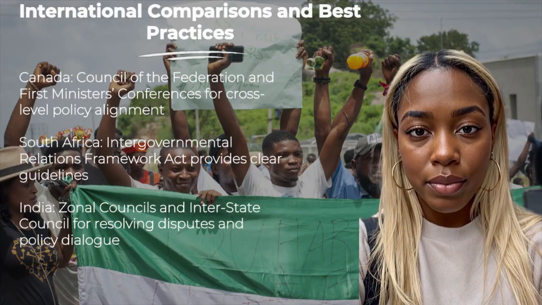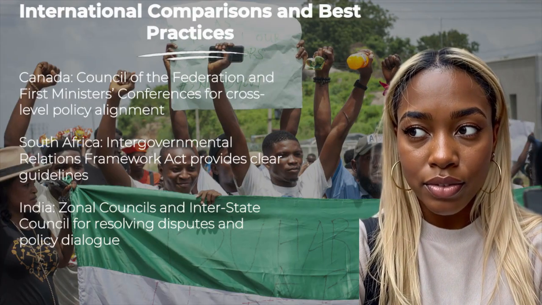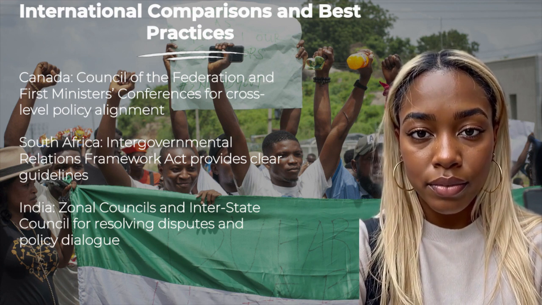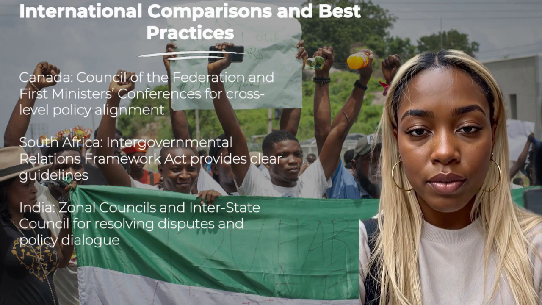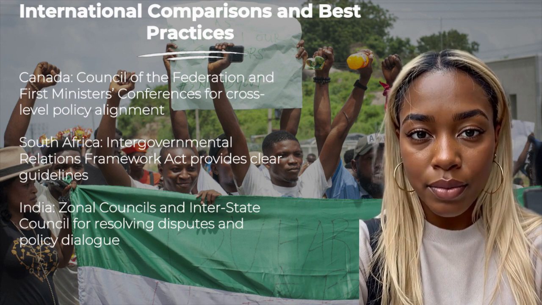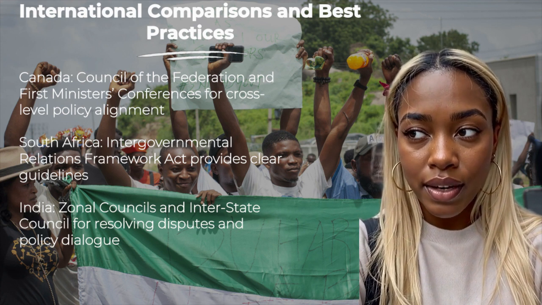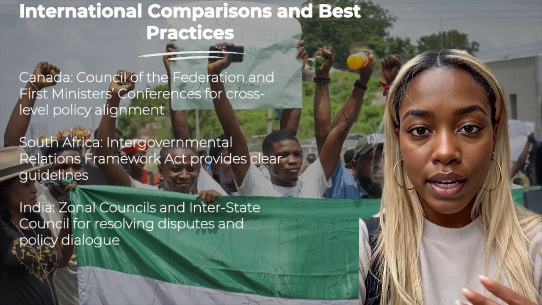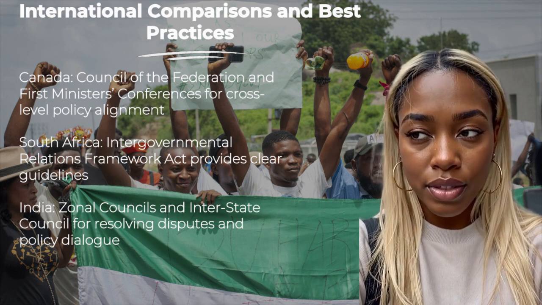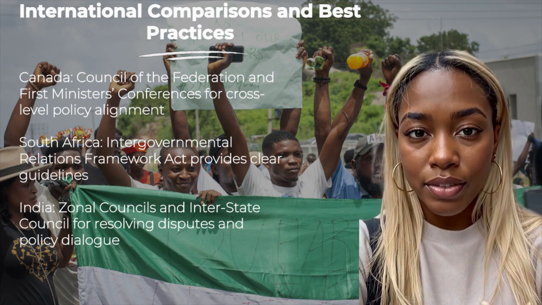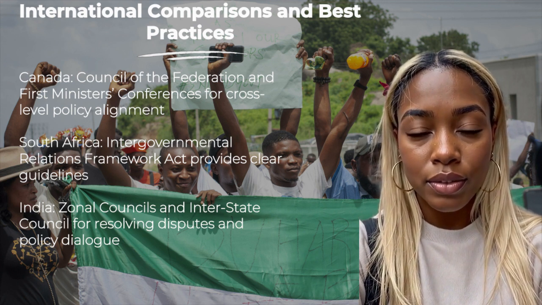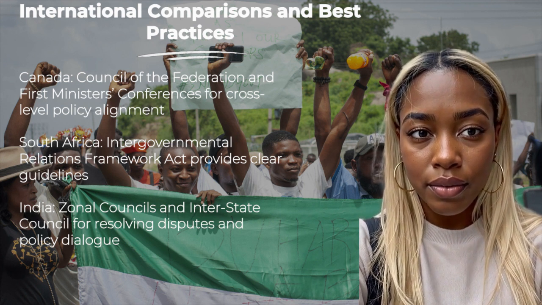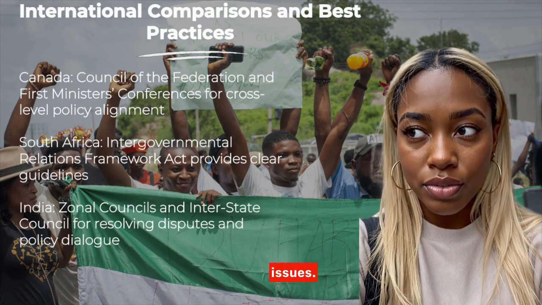International comparisons and best practices. Canada: the Council of the Federation and First Ministers conferences for cross-level policy alignment. South Africa: the Intergovernmental Relations Framework Act provides clear guidelines. India: Zonal Councils and the Interstate Council for resolving disputes and policy dialogue. Germany: the Bundesrat, or Federal Council, allows state governments input in federal legislation. Australia: the Council of Australian Governments fosters national coordination on major issues.